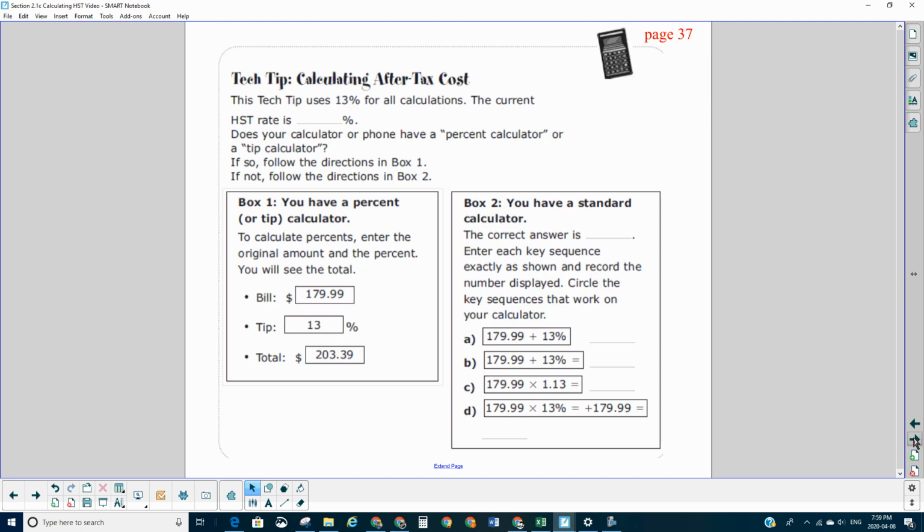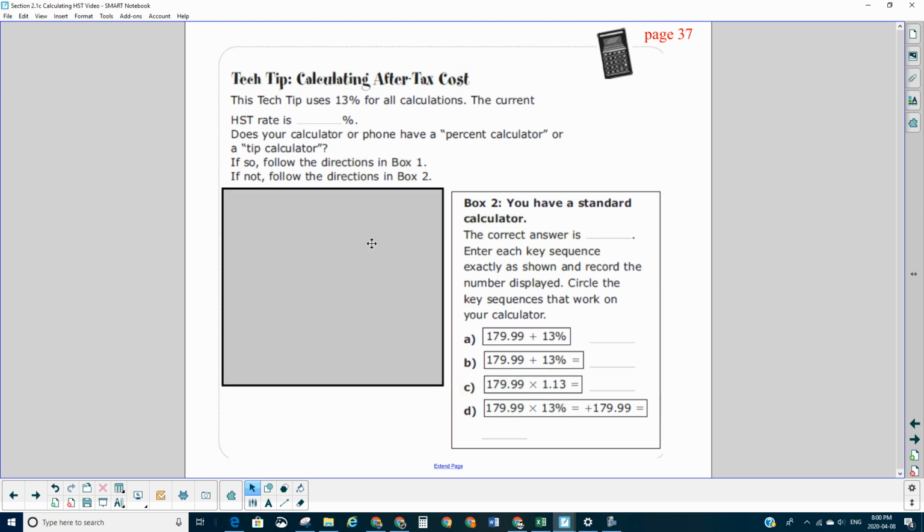So we can turn to our workbook now, page 37. On page 37, you'll see 2 tech tips on how you can use different technology to help you with this. It talks about using a tip calculator and a regular calculator. Well, we all have standard calculators. We're not going to use a tip calculator, so I'm going to box that out and ignore that. And there are 3 different methods it's got here for calculating using a calculator to get the answer.